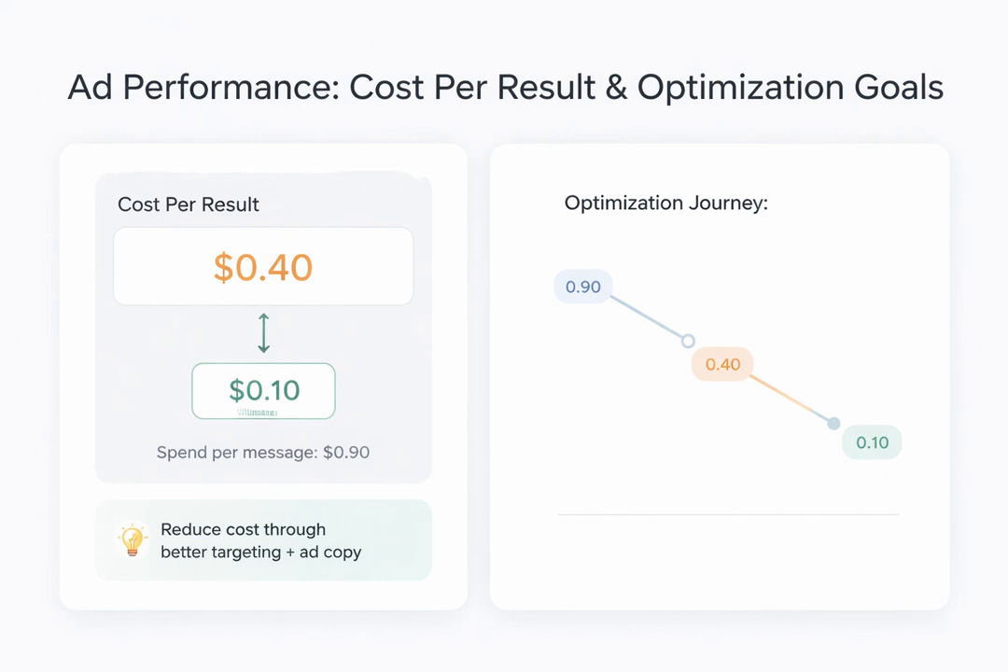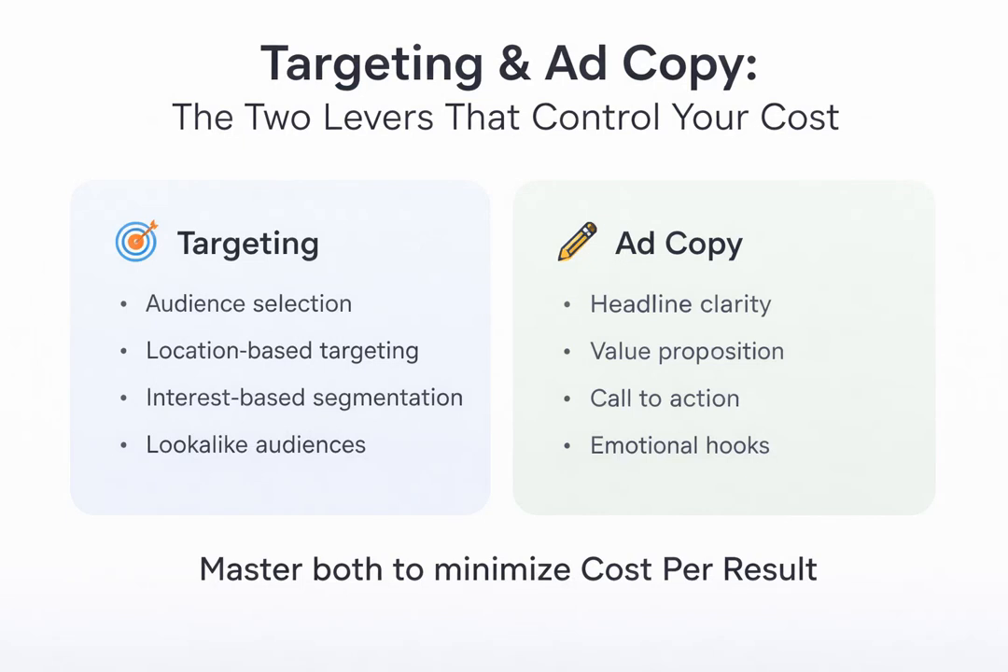They can be improved significantly by working on 2 main levers, your targeting and your ad copy. The better you get at both, the lower your cost per result drops. The instructor is very clear about this. If you want to reduce your cost per result, you need to focus on 2 things, targeting and ad copy. These are the 2 levers you control.